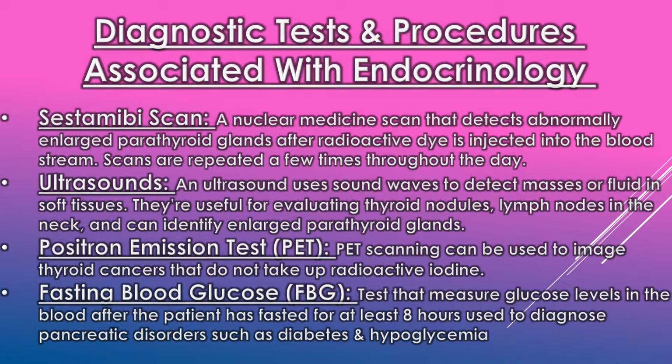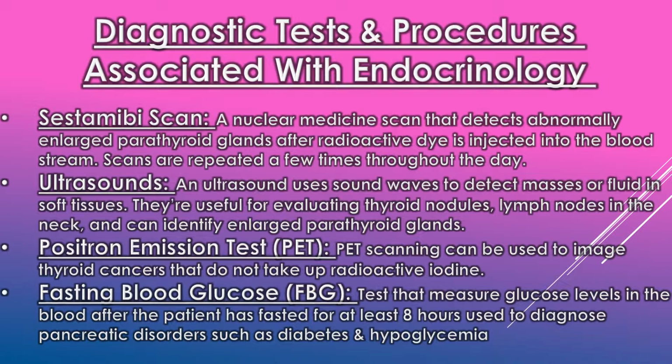And the next one is something that most of us are familiar with, ultrasounds. An ultrasound uses sound waves to detect masses or fluid in soft tissues. They're useful for evaluating thyroid nodules, lymph nodes in the neck, and can identify enlarged parathyroid glands.